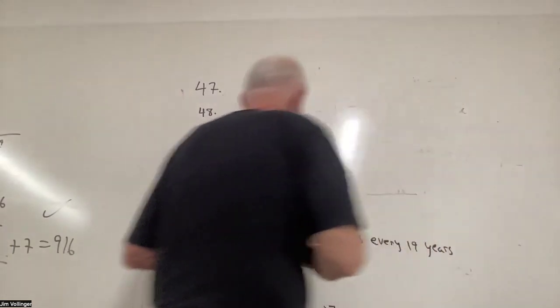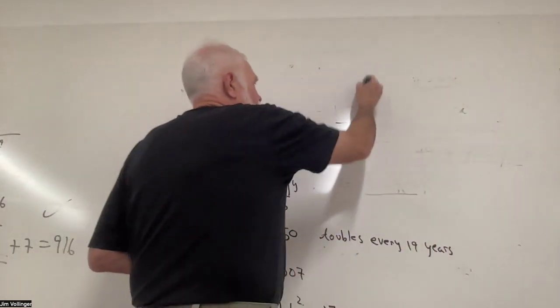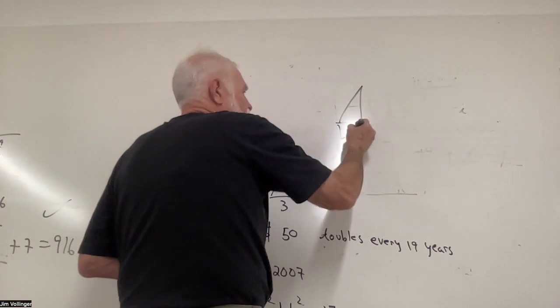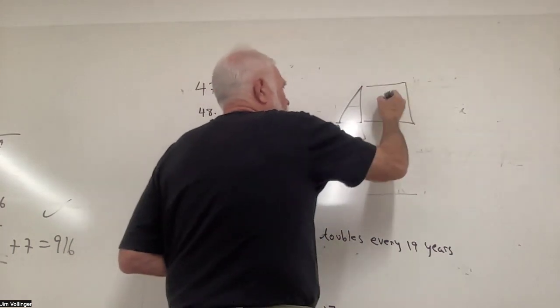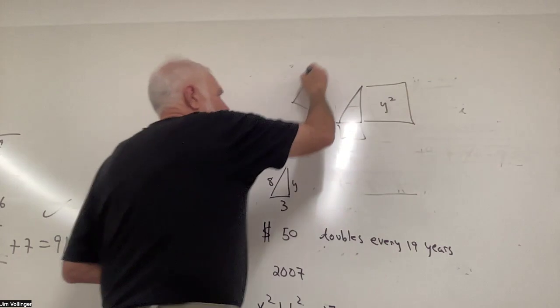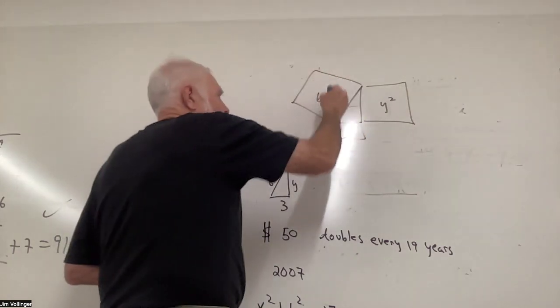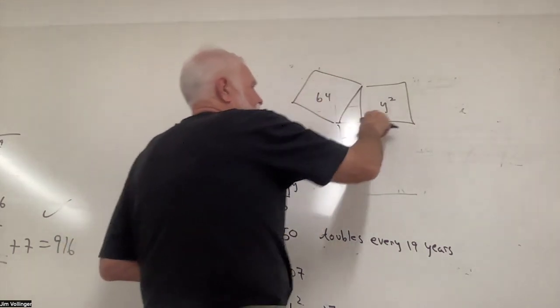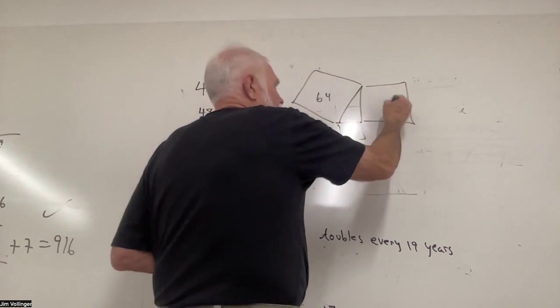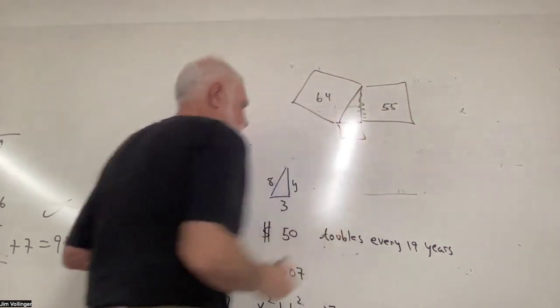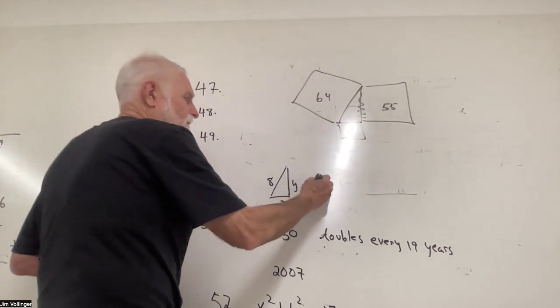The missing side length for this triangle: we have 3, which means we have 9 square units. We have y squared units, and we have 8, which is 64. 64 minus 9 is 55. So what is that length? Square root of 55.